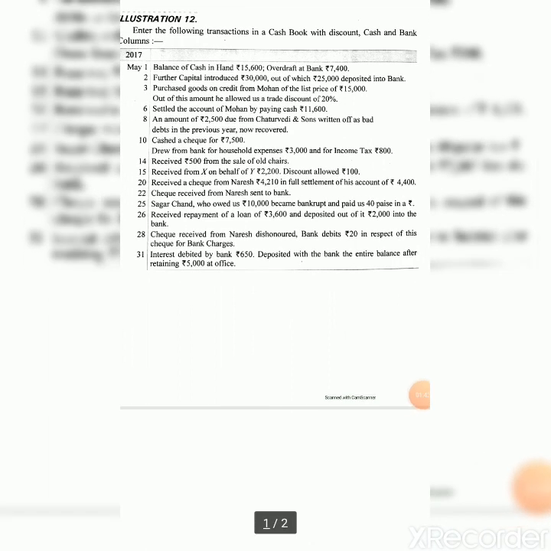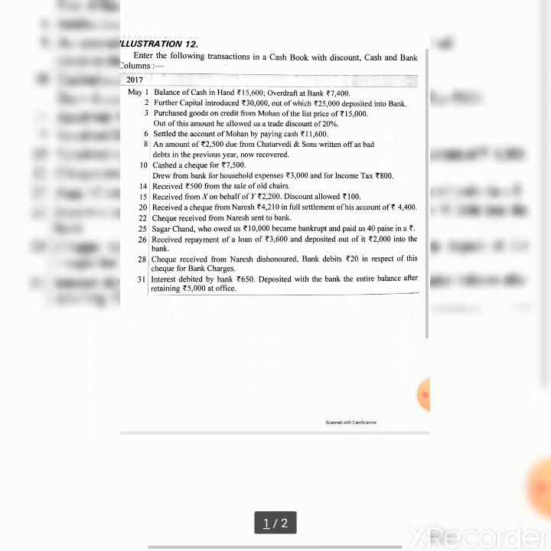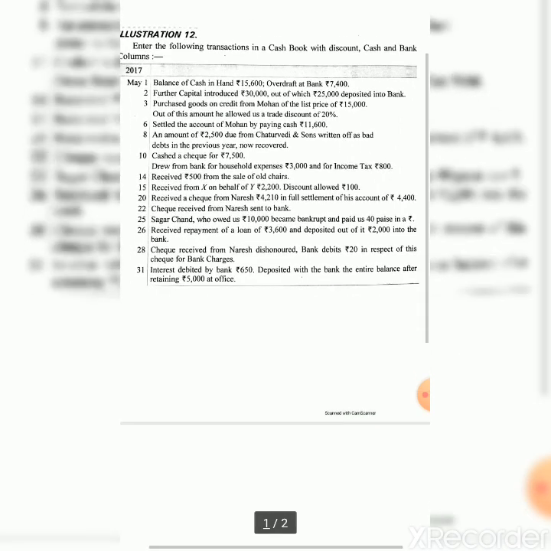Received payment of a loan of rupees 3,600 and deposited out of it rupees 2,000 into the bank. Check received from Naresh dishonored, bank debited rupees 20 in respect of bank charges and interest, and deposited with the bank the entire balance after retaining 5,000 in the office. All the adjustments are there. Very good problem this is. Let's see what is the solution.